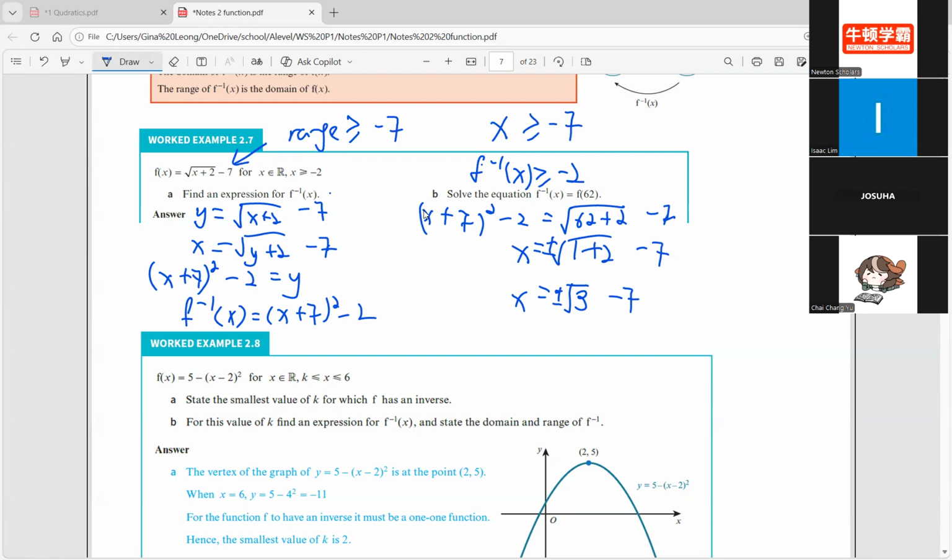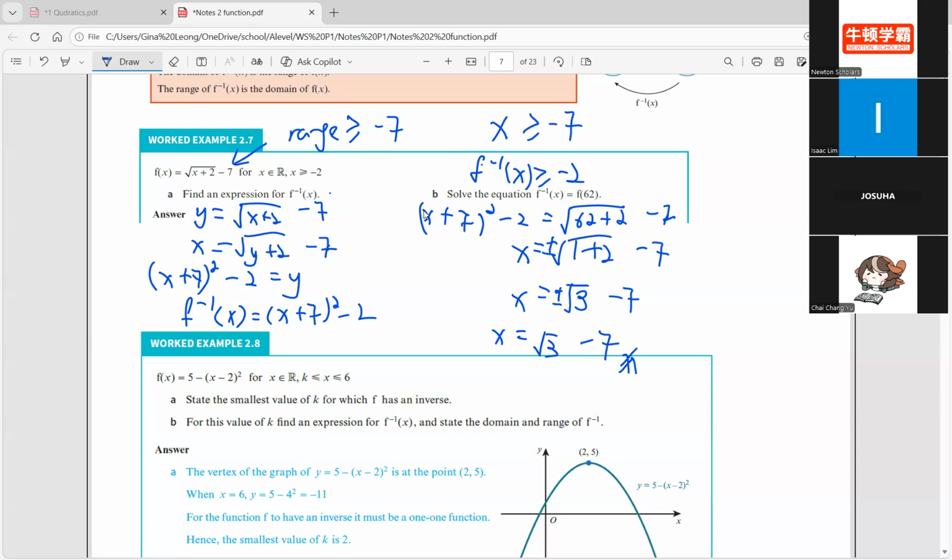So let's say I have plus square root 3 minus 7. So it's -5 point something, 5.26. If negative square root, minus 7, it's -8 point something. Okay, so that means I have to get the positive one. So no need to put the negative. Okay, this is my final answer. So I cannot accept the negative, I only accept the positive. You get what I mean or not?